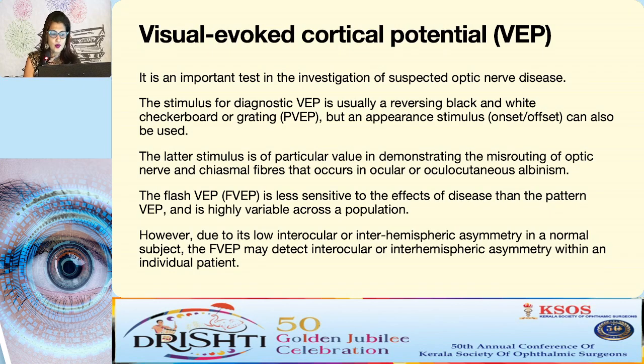And this is an important test in the investigation of suspected optic nerve disease. The diagnostic VEP, what we call the pattern VEP, is a reversing black and white checkerboard or grating. And this is of importance, especially when you want to look at misrouting of optic nerve and chiasmal fibers. The flash VEP is just an overall indication of whether the visual pathway from the eye to the brain is working or not. It cannot give us any other information.